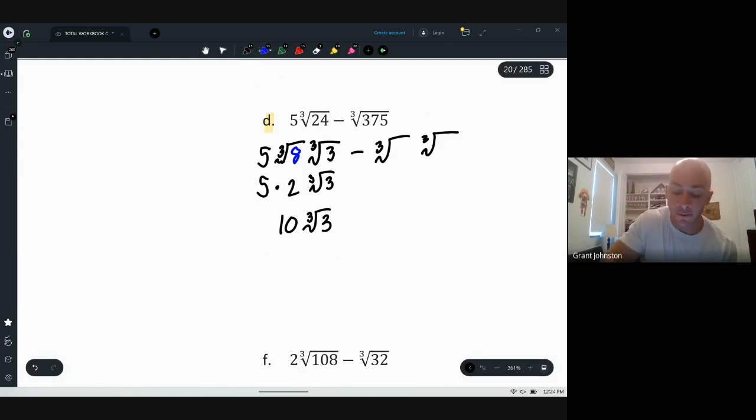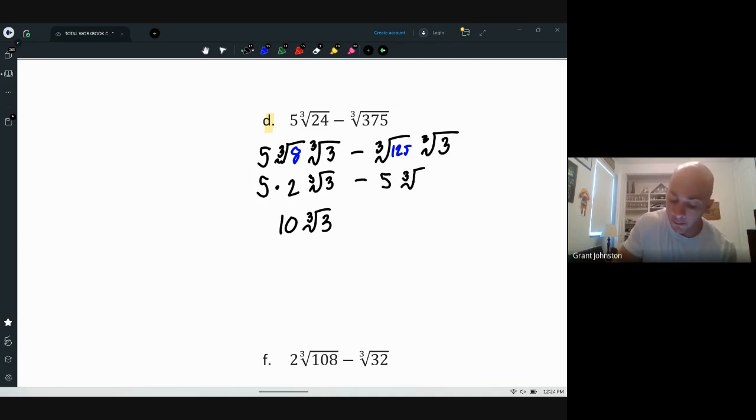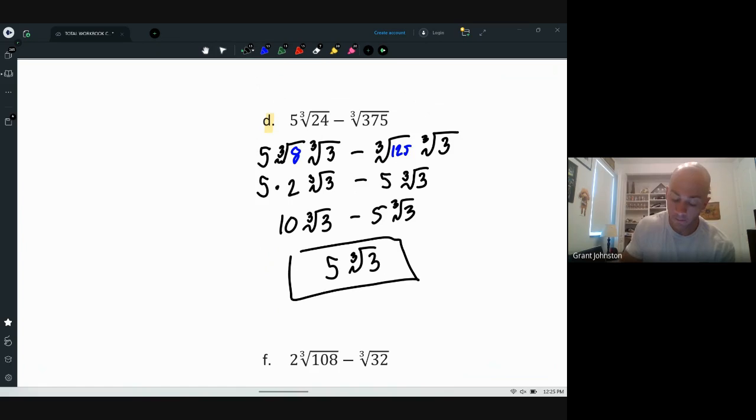Now the 375, I think we can do 125 times 3. The cube root of 125 is 5. I'm just going to rewrite that there because there's nothing to multiply that 5 by. So I have a 10 cube root 3 minus a 5 cube root 3, which would be 10 minus 5 is just 5. So 5 cube root 3. And that's all there is to it. I'll let you do the rest.